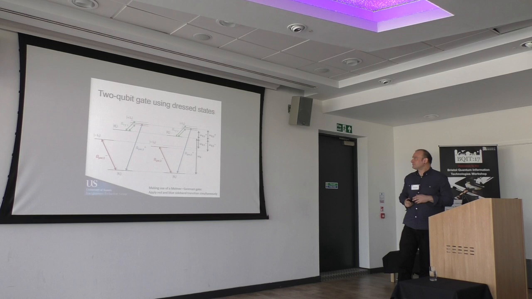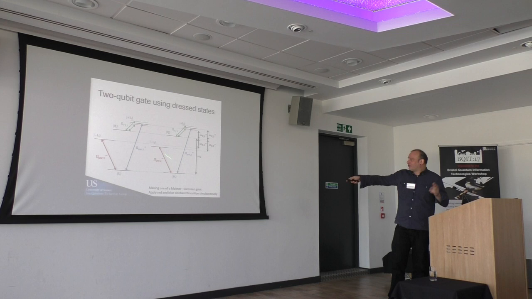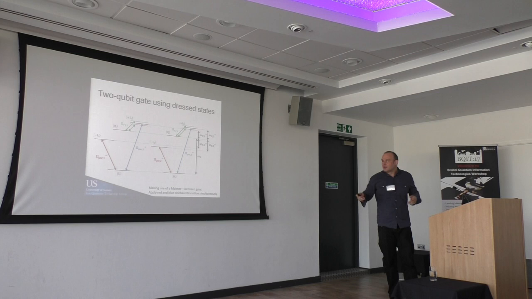Let's move on, let's actually do a gate. If we want to do a gate, we need two ions, a two-ion gate. So we have these two microwave fields here, slightly different in frequency because now we are in a magnetic field gradient. We need these dressing fields, so we get our new qubit state. Now we're also going to need a red and a blue sideband.